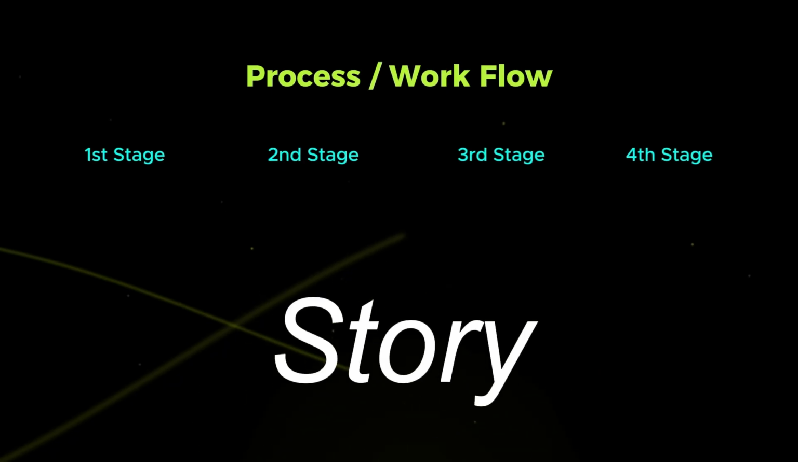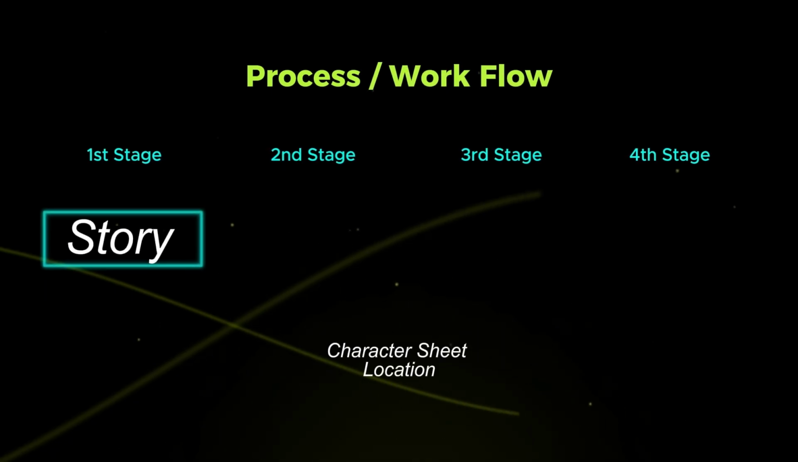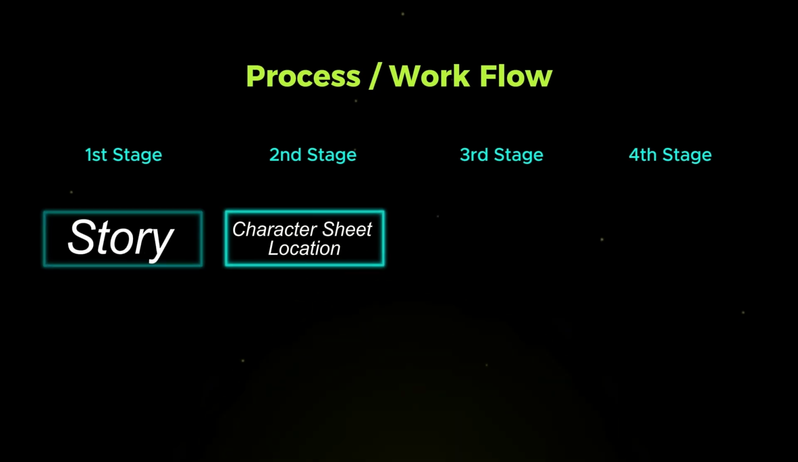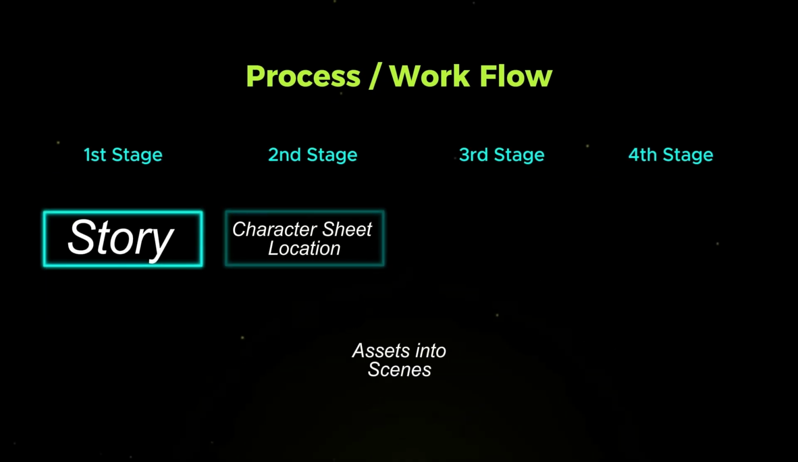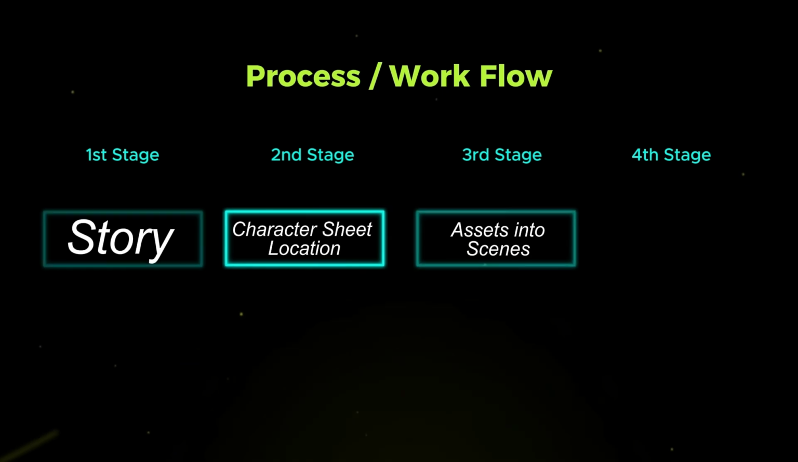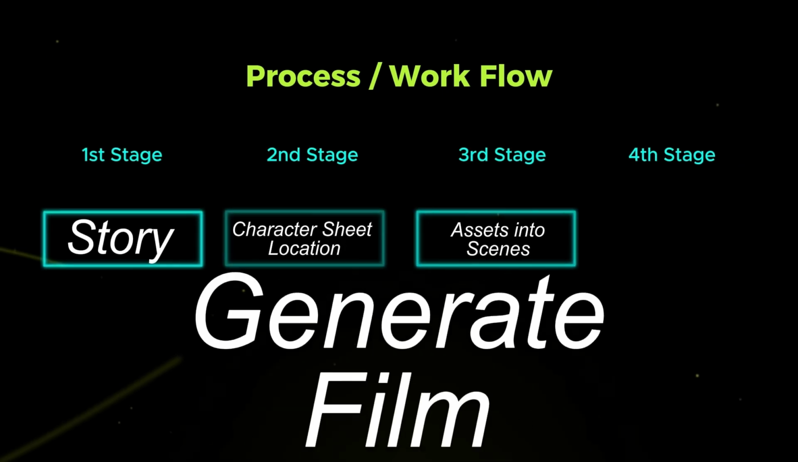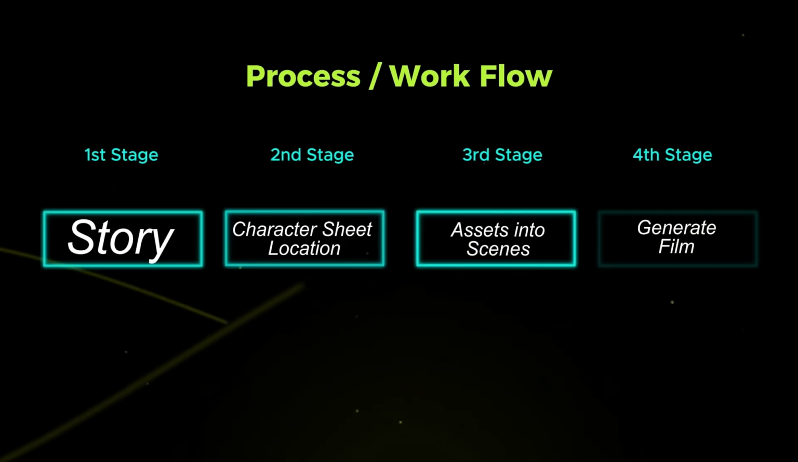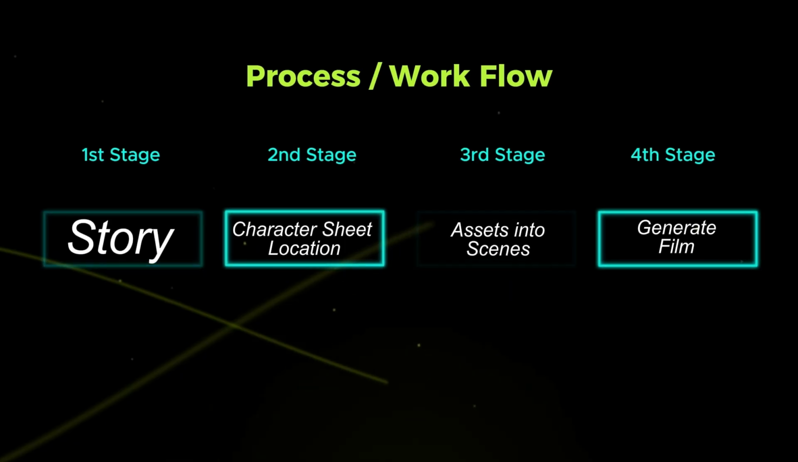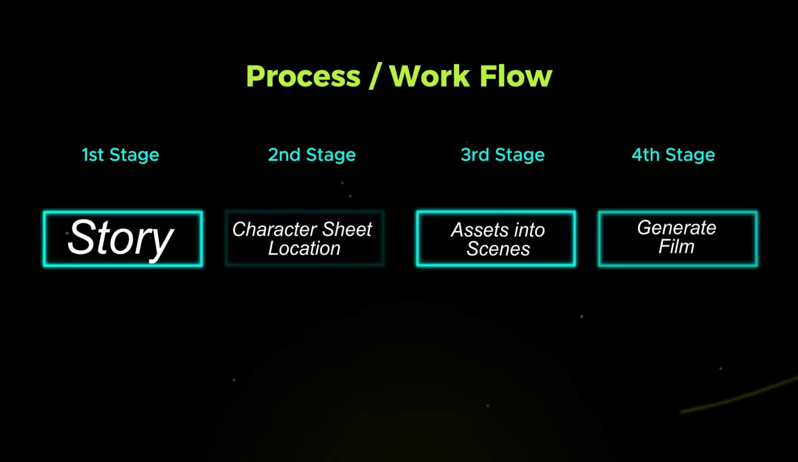First, we will build our story. Second, we will generate our character sheet and our location. And third, we will turn those assets into cinematic scenes. And finally, we will put everything together into one complete cinematic film. So let's start with the most important part, the story.